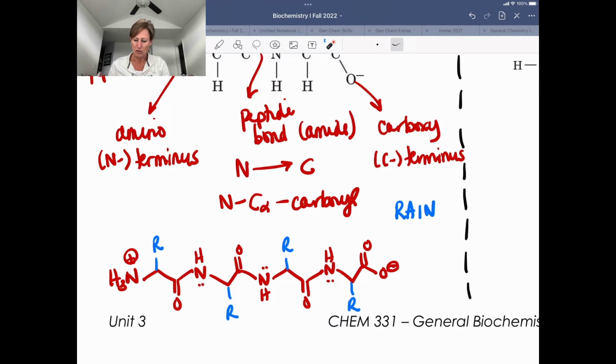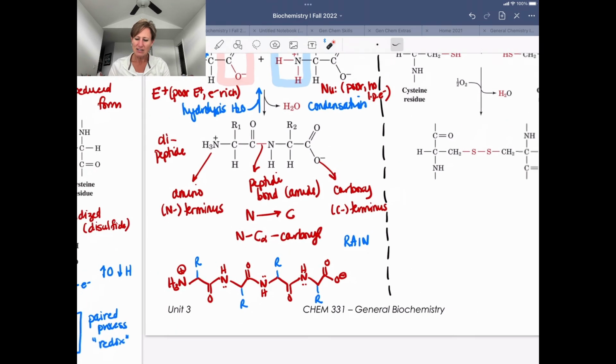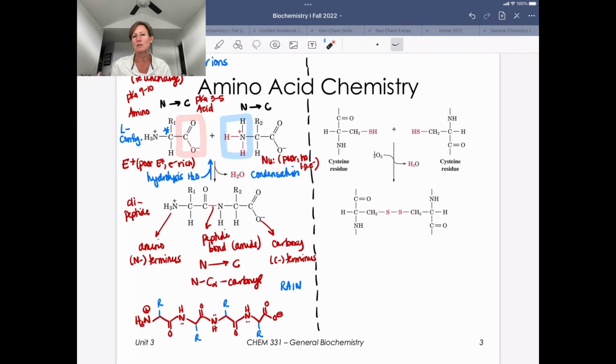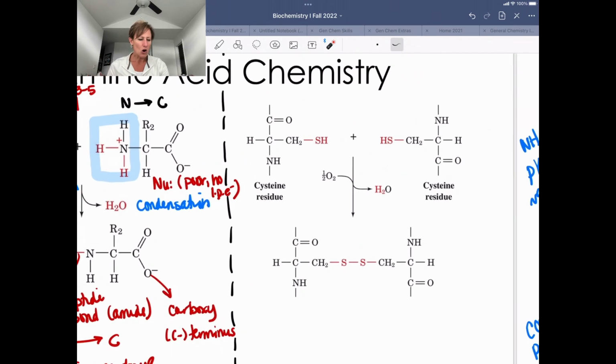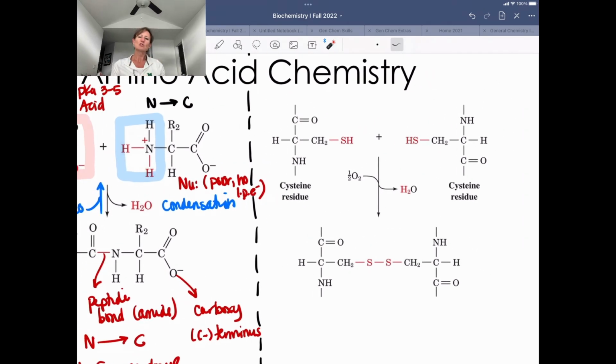All right, so that's what we have on the left as we think about chemistry that happens between the amino and the acid functional groups that every amino acid has. On the right here, now we're going to go into some details to think about chemistry that happens with one specific side chain, and that's going to be our cysteine residue. Cysteine residues have a thiol functional group here. So that's the thiol functional group that we have.